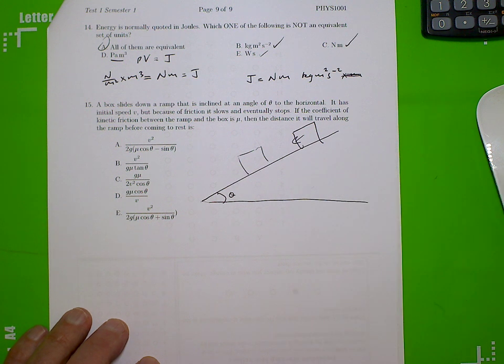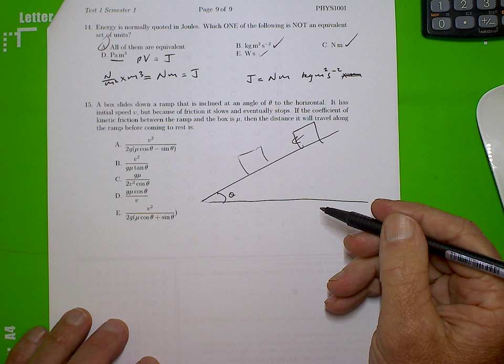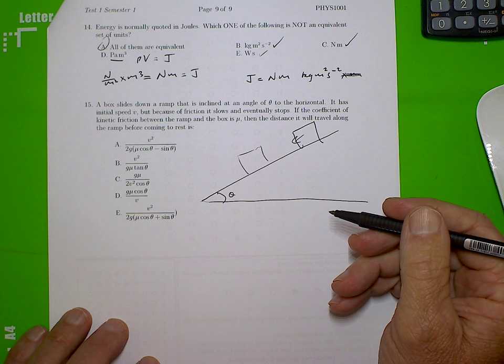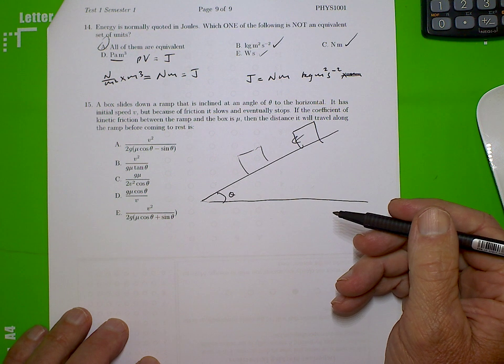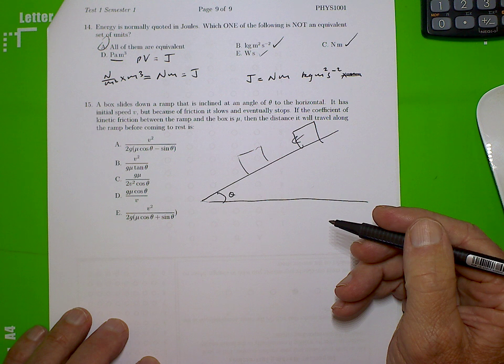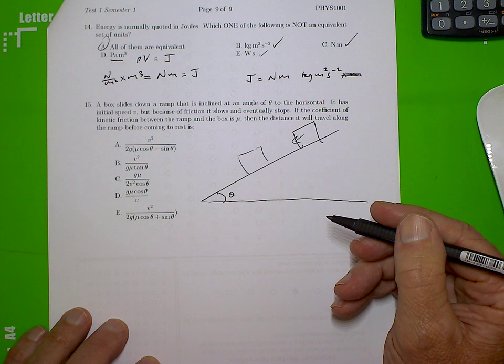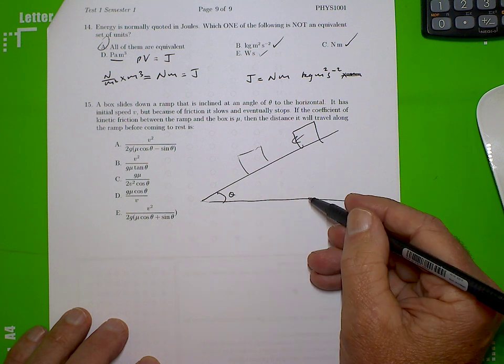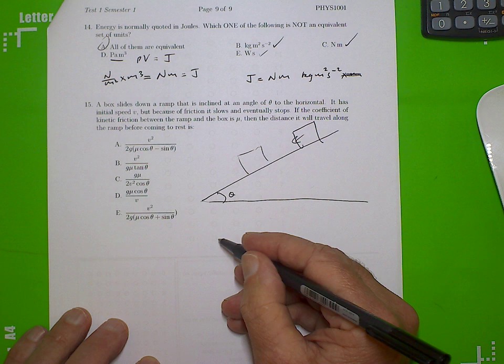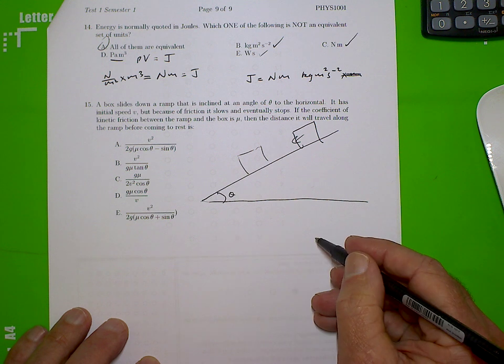A couple of clues, and let's see if we can solve it without doing any real work. It would be better if we could. So first of all, if it's flat, if theta is equal to 0, so it's just flat, then how long will it go?